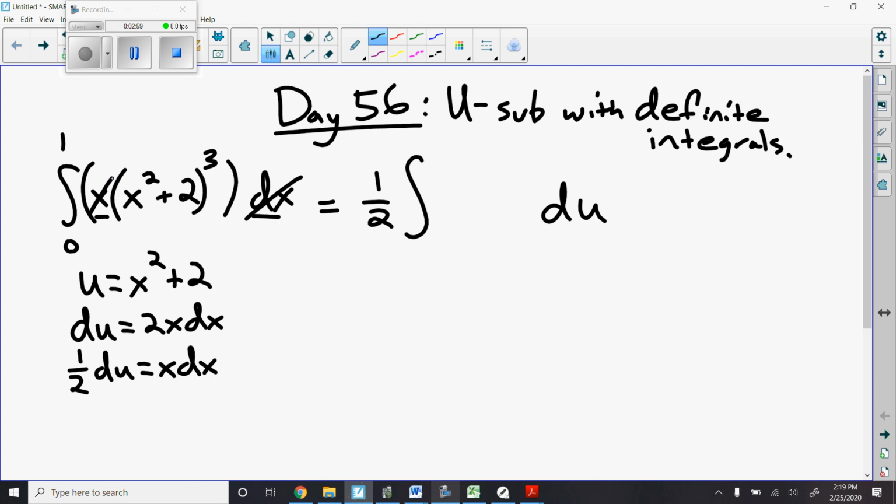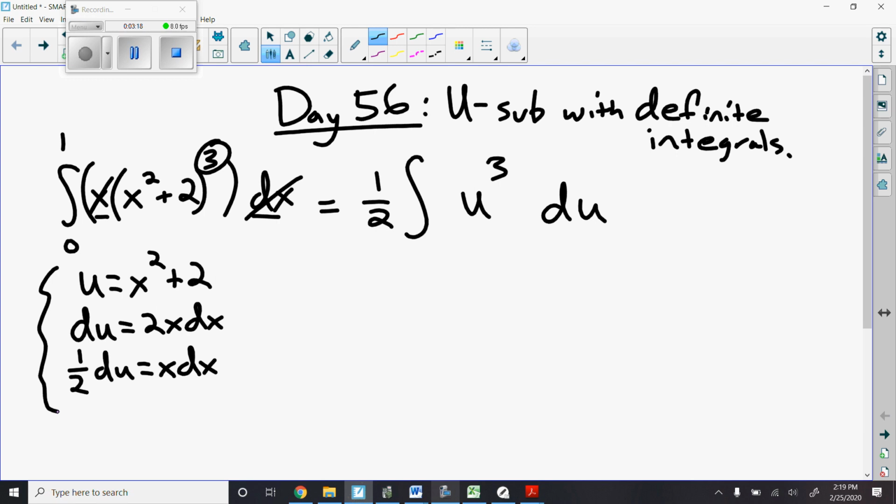Now that x squared plus 2 is going to be a u. The only thing that was never accounted for was that 3. This 3 was never accounted for in here, so it has to transfer over. And so far, everything is exactly how we have done it before.